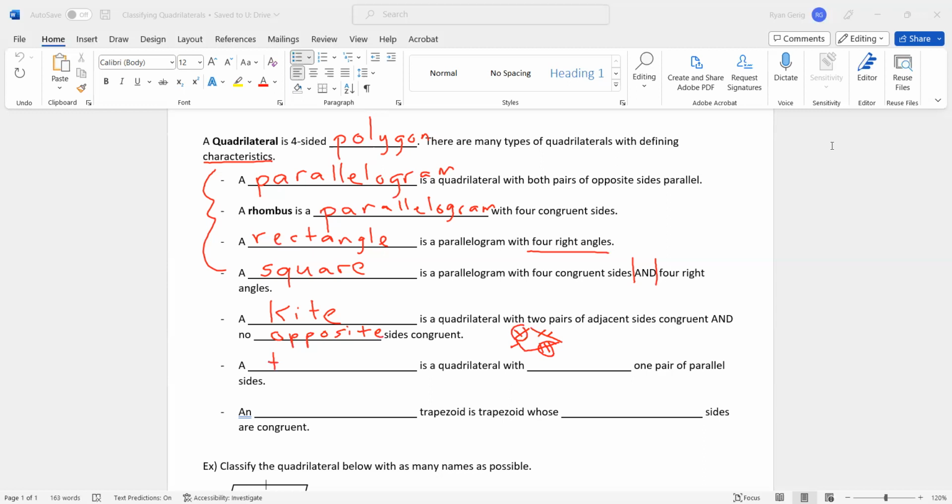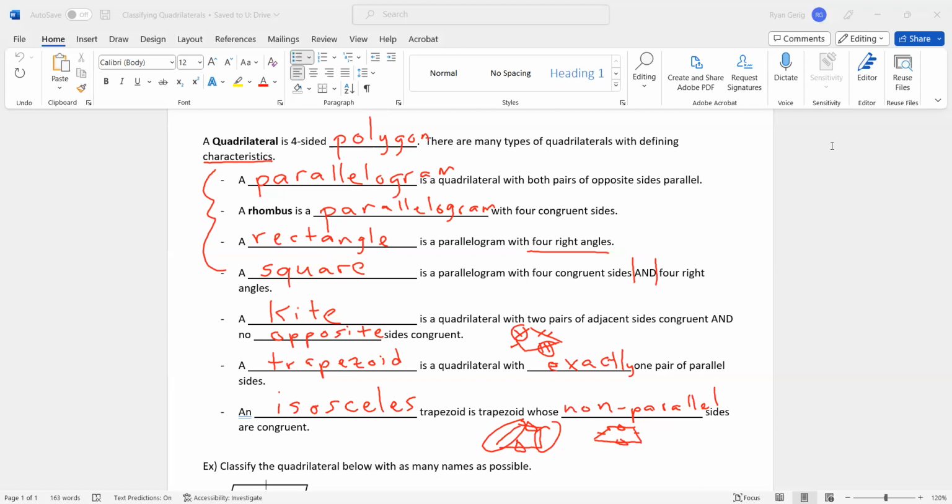Last two, a trapezoid is a quadrilateral with exactly one pair of parallel sides. The other pair is not parallel. Okay. And then within trapezoids, you have special trapezoids. An isosceles trapezoid is a trapezoid whose non-parallel sides are congruent. So I'll draw a trapezoid. This is a trapezoid. This is not an isosceles trapezoid because these two sides are not congruent. An isosceles trapezoid is the one that you're used to seeing. These are parallel and these are congruent. Okay. So those are the quadrilaterals we are going to be dealing with in this unit.